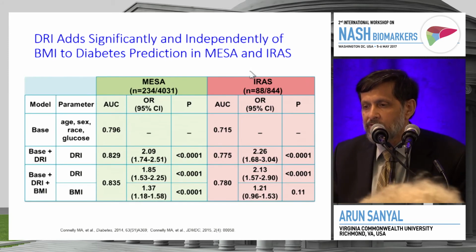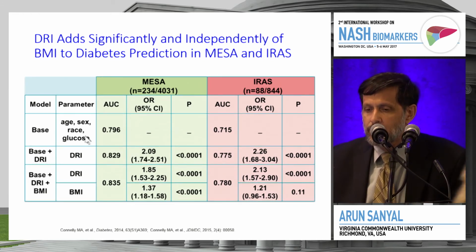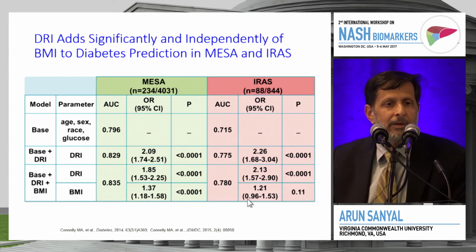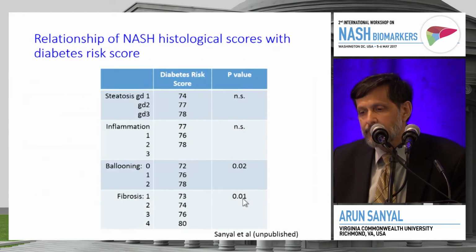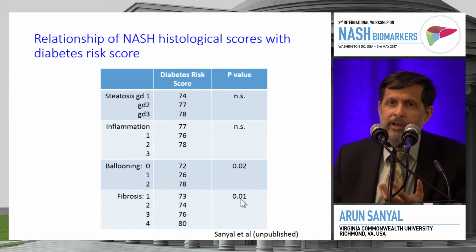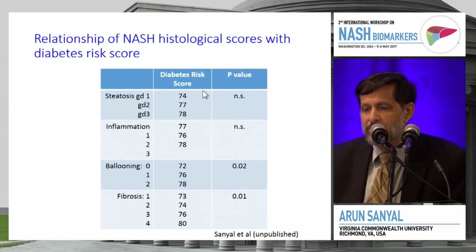Well, here's real data from the MESA and the IRIS study, which shows that above blood glucose and BMI, when you add the diabetes risk index, you start predicting, with pretty reasonable AUCs over here, the risk of actually developing type 2 diabetes. Now, how can we then combine that and make it predict what's going to happen in the liver? So here's some data that nobody else has seen yet.